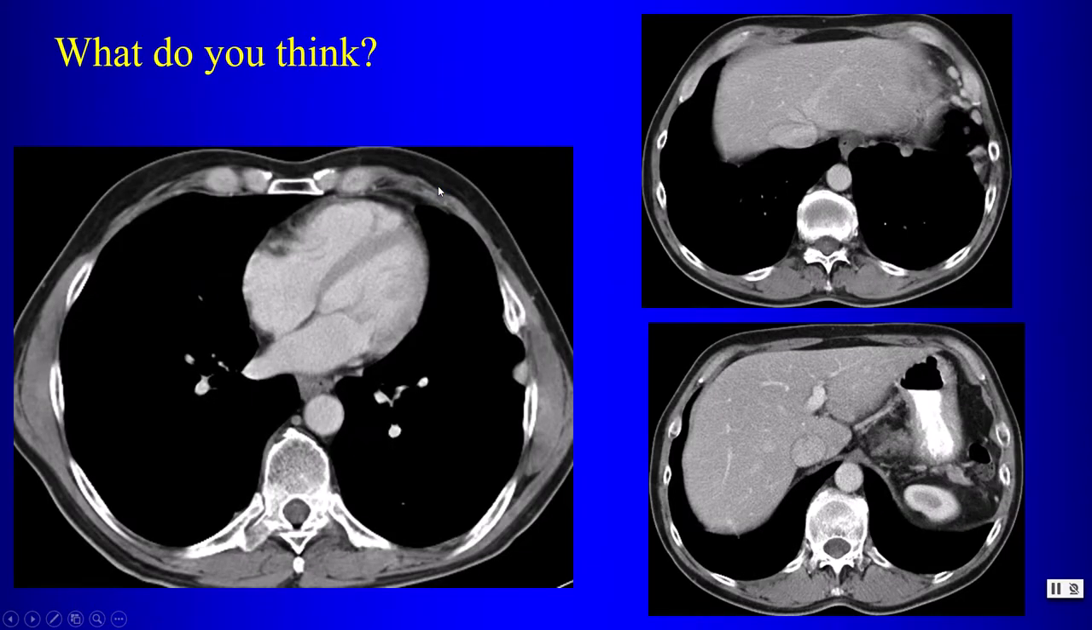Okay, now what about this case? This patient has multiple pleural nodules. These nodules are enhancing. The clue is on the last image though. What is missing here is the spleen. So here we would think of splenosis.